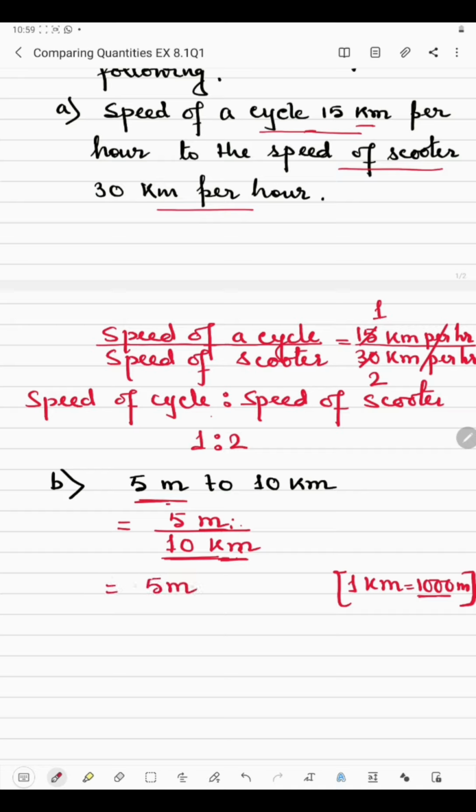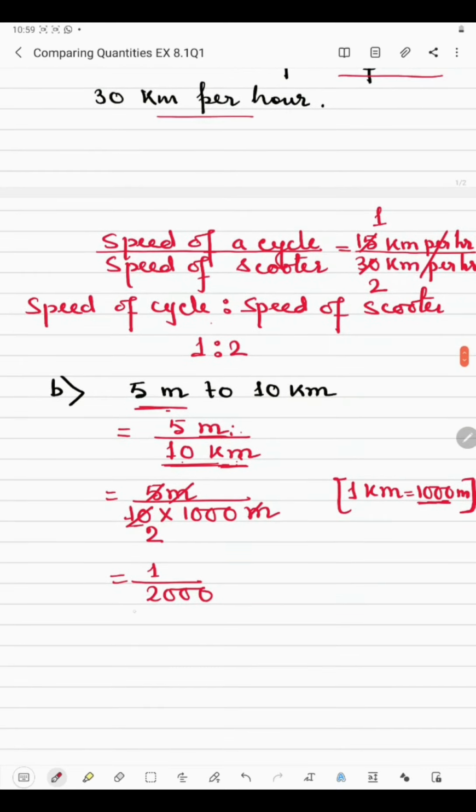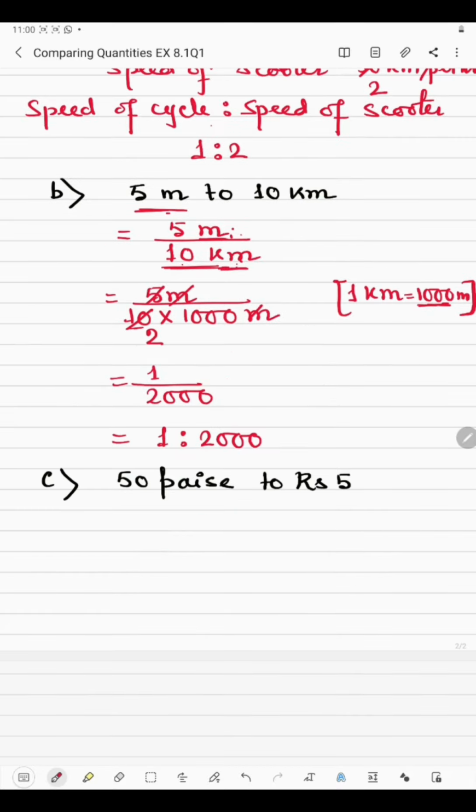So 5 meter will remain same, and while converting 10 kilometer to meter, we will write 10 into 1000 meter, because 1 kilometer means 1000 meters. Now meter cancels. 5 ones are 5, 5 twos are 10. So in the numerator we have got 1, and in the denominator 2 into 1000 is 2000. So the ratio of 5 meter to 10 kilometer will be 1:2000.